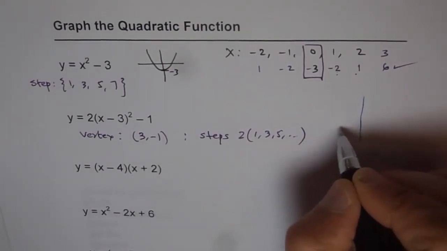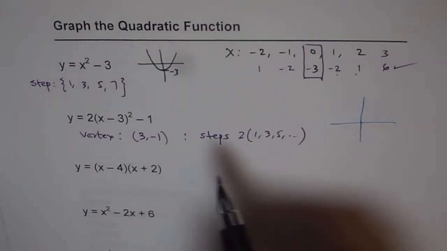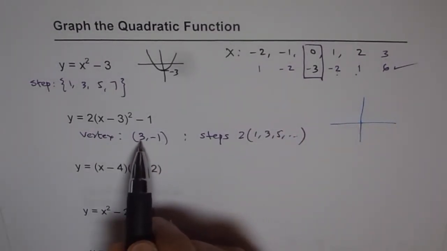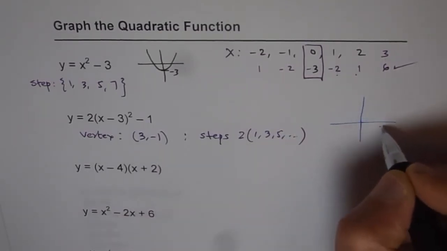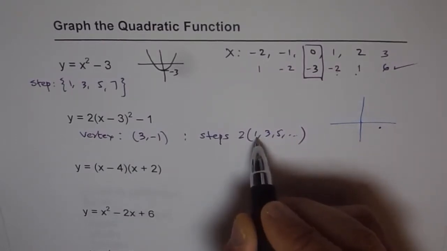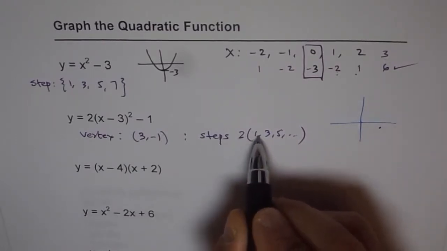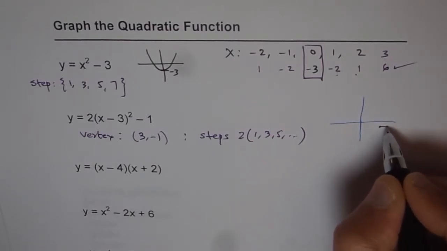So what we'll have is a parabola which will be like this. Now, (3, minus 1): you go to 3 and minus 1 kind of here, and this is your first point, the vertex. Now to get the next point, the step will be 2 plus 2. So when you move 1 unit to this side, you have to move 2 units up.